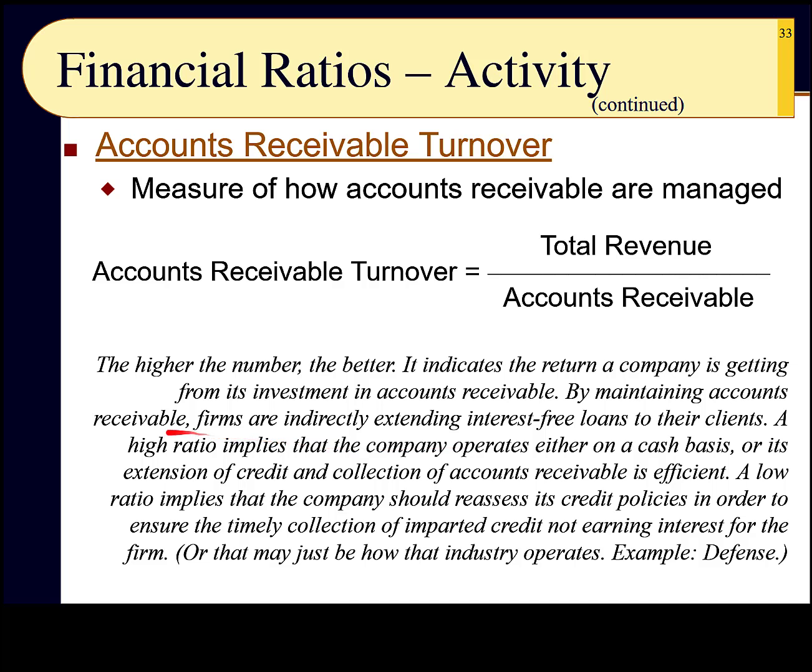It indicates the return a company is getting from its investments in accounts receivable. By maintaining accounts receivable, firms are indirectly extending interest-free loans to their clients. We don't tend to think of this, but this is how businesses work. They sell the goods to the company, and then they collect the money later on. A high ratio implies that the company operates either on a cash basis or its extension of credit and accounts receivable is efficient. A low ratio implies that the company should reassess its credit policies in order to ensure the timely collection of credit not earning interest for the firm.